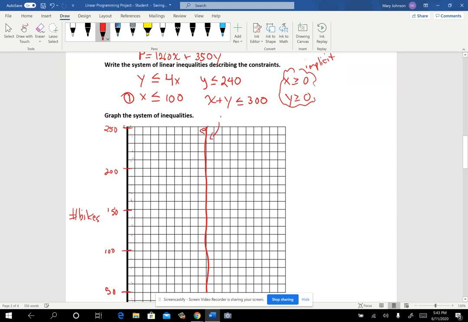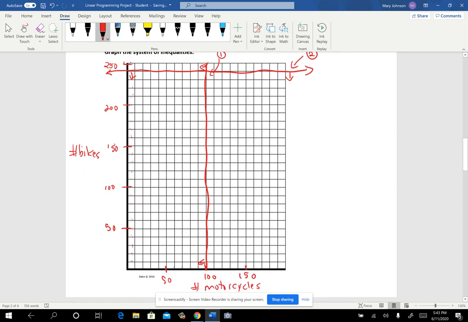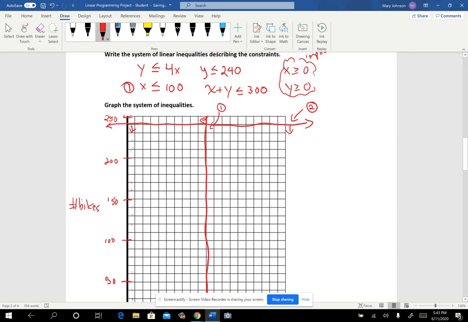All right, then Y less than or equal to 240, that would be a horizontal line. Okay, that one right there would be number 2. And I'd have to be below that. And notice we only use the first quadrant because you can't make negative bikes or negative motorcycles. So that's why you're in the first quadrant.